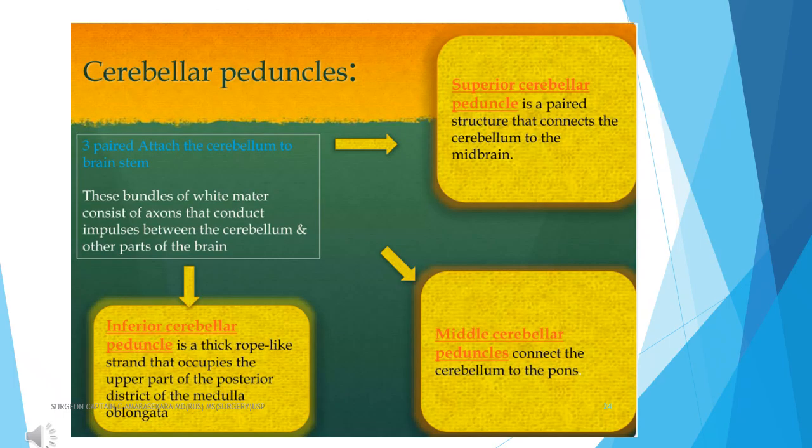Cerebellar peduncles, structural bridges and functional highways. So these cerebellar peduncles are considered structural bridges and functional highways. Now that we have visualized the internal anatomy of the cerebellum, let's focus on its three paired peduncles, the white matter bundles that connect the cerebellum to the brainstem. These are not just anatomical bridges, they are functional conduits for motor coordination, sensory integration, and equilibrium.